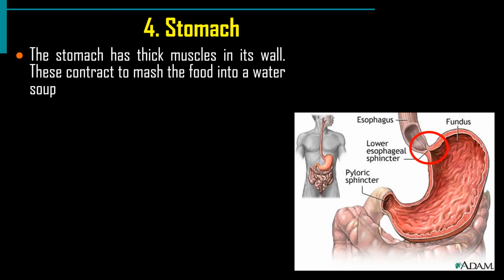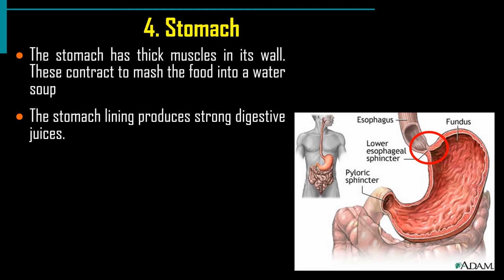Food stays for 2 to 6 hours in the stomach. The stomach takes around this number of hours to do its job on the food, depending on what kinds of food are digested. The stomach has thick muscles in its wall. These contract to smash the food into a watery soup called chyme, a creamy liquid leaving the stomach.